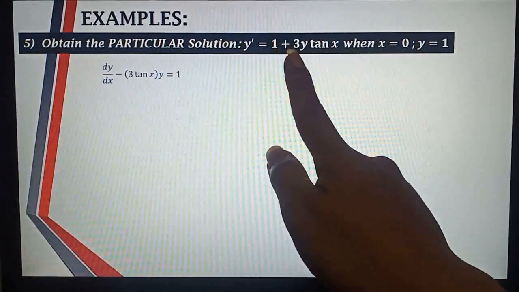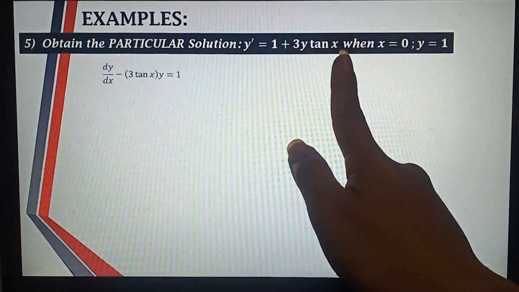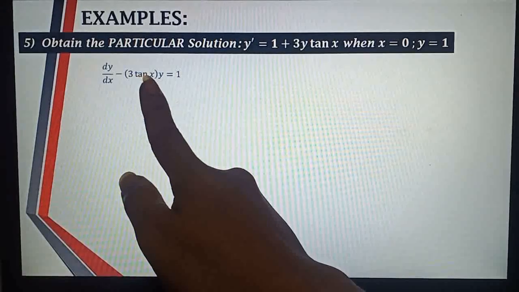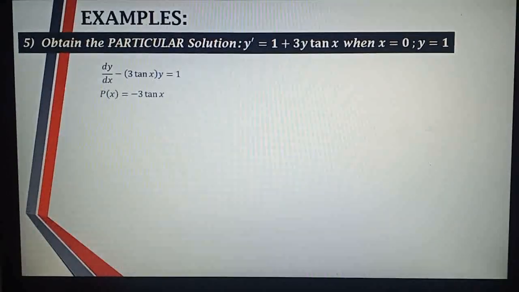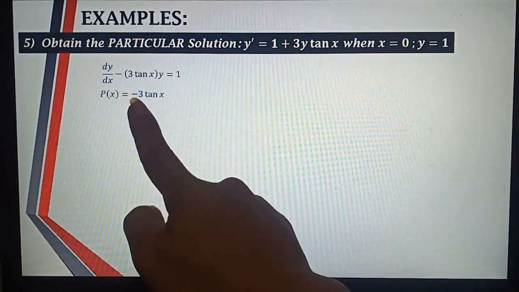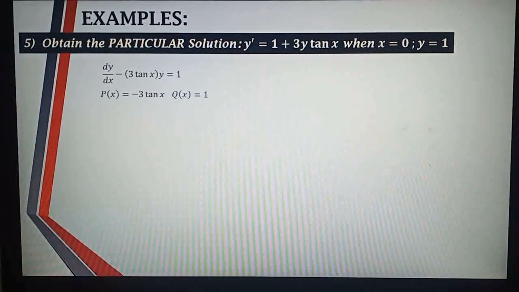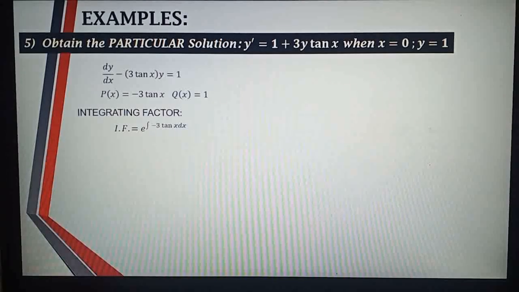In this equation, ang meron lang is si 3y tangent of x. So ilalabas natin si y, then itatranspose natin sa kabila. So we will now have negative 3 tangent of x, then the multiplier y, tas matitira si 1. So in that case, our p of x here is negative 3 tangent of x, then our q of x is simply 1. Now, computing for the integrating factor, your integrating factor value is e raised to the integral of negative 3 tangent of x dx.